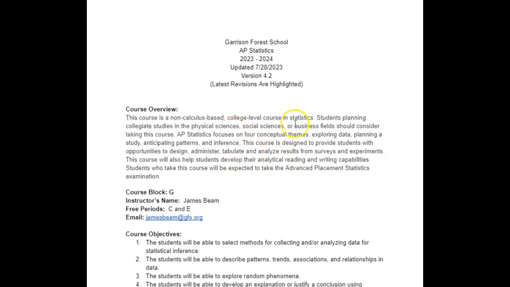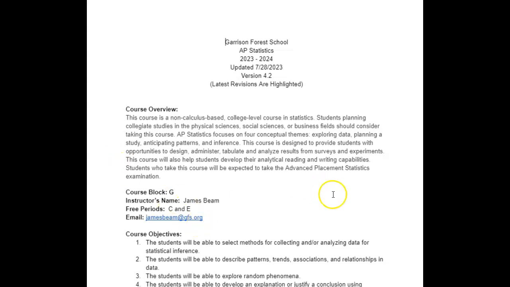This course overview here is material that's a general description of the course. It's not going to make a whole lot of sense until you are well into the course what all this stuff is, but it's worth reading through.